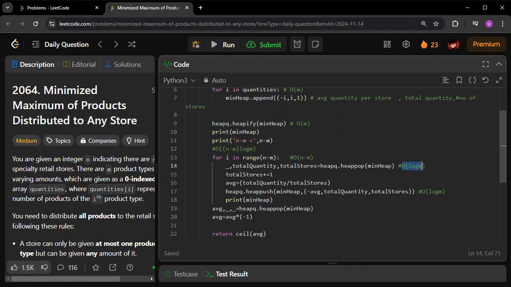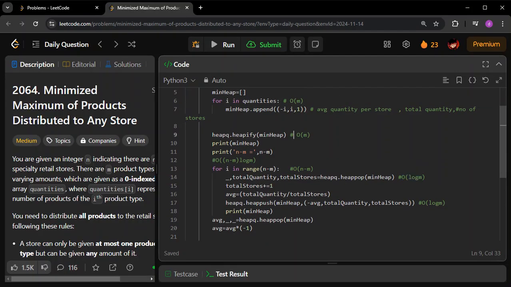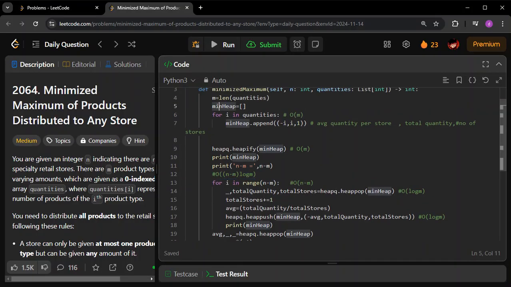Other than that, we have these calls, O of m and O of m. So the overall time complexity is going to be O of m plus this value, plus this value. And if we talk about the space complexity, this is the only thing consuming space in our solution, so it is going to be O of m again.